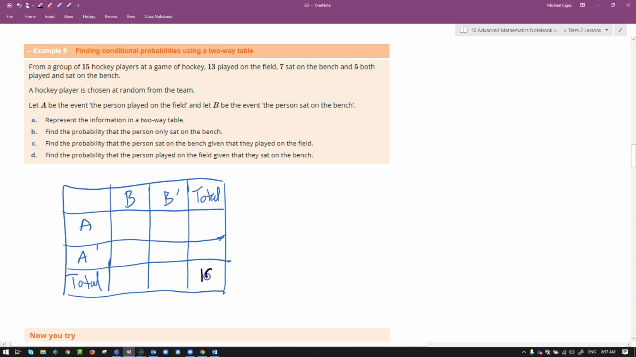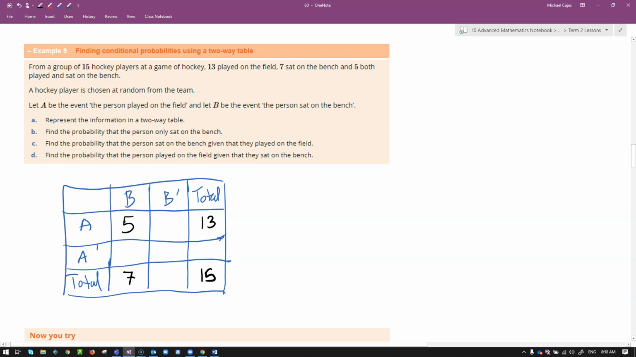15 total. Now they've told me here event A is being on the field and event B is sitting on the bench. 13 played on the field, so my total for on the field must be 13. 7 sat on the bench, so the total for sitting on the bench must be 7. And 5 both played and sat on the bench. So that's going to be A intersect B, that's going to be 5.